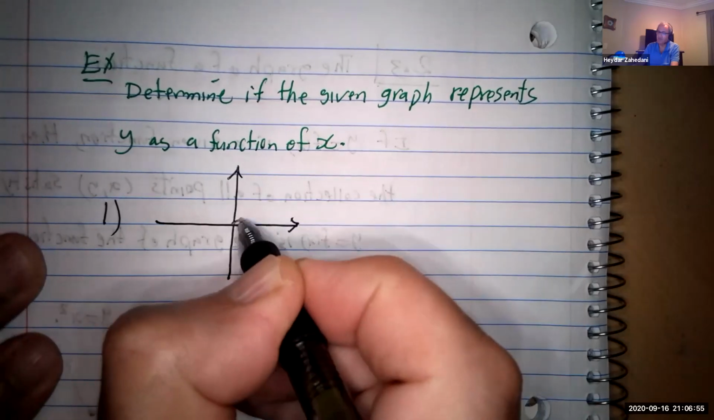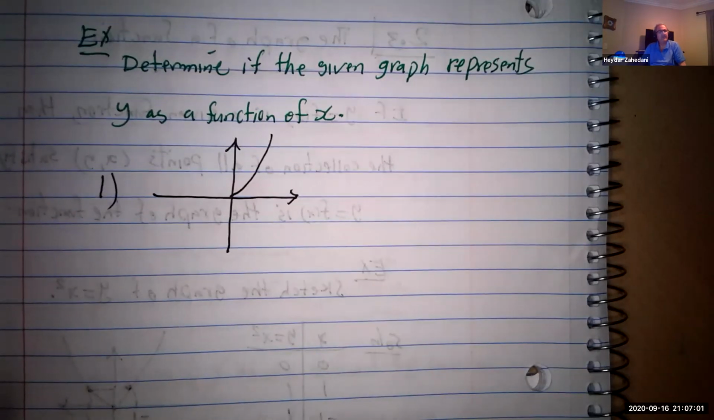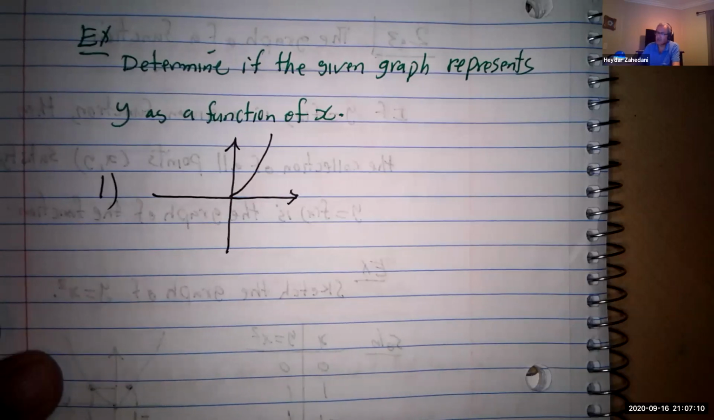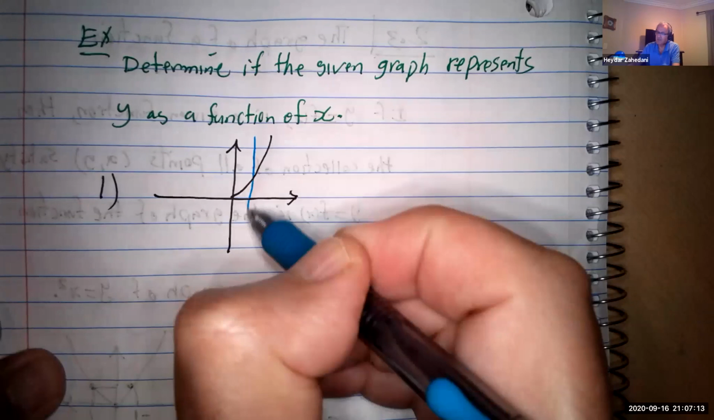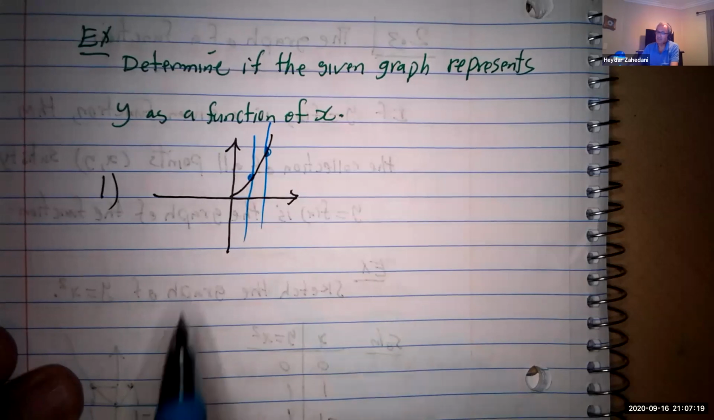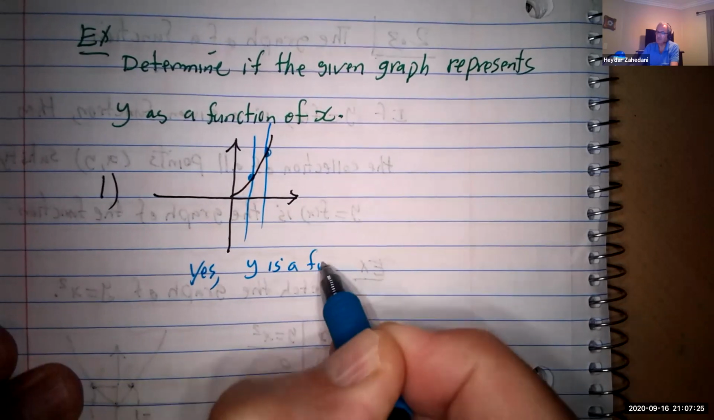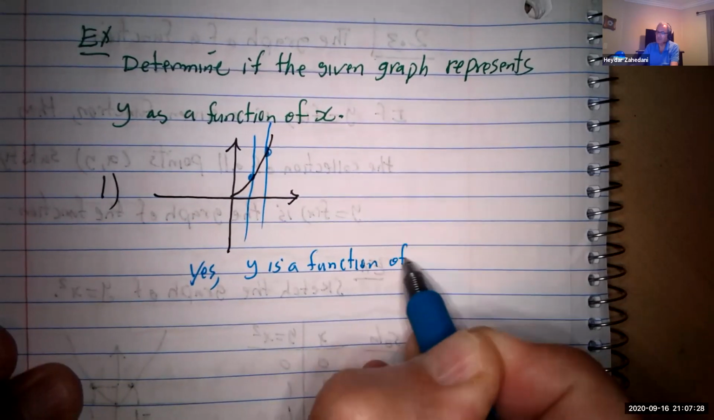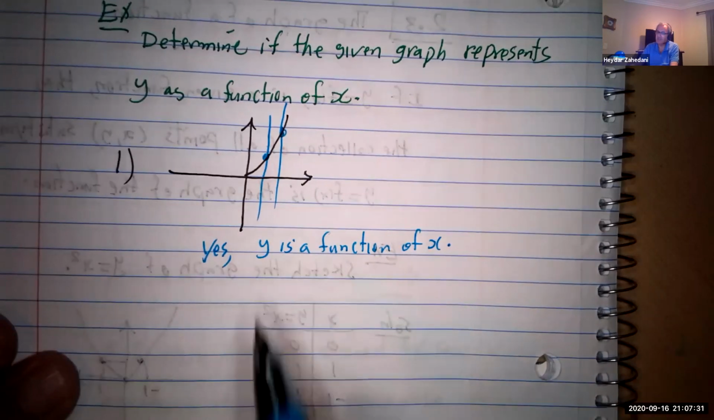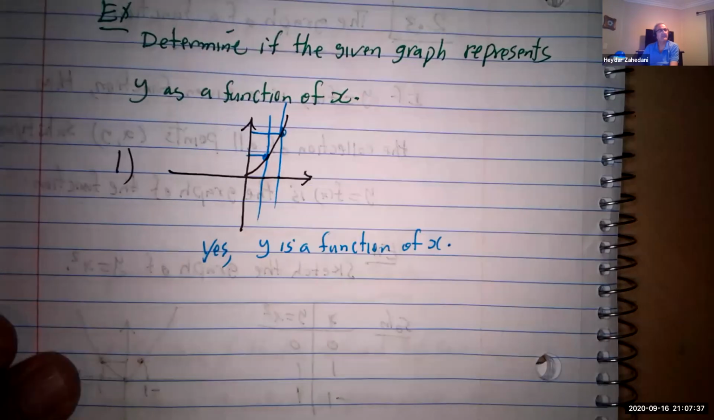See this graph. If you pick any vertical line, it will intersect the graph at one point only. Take any vertical line you like. The intersection is just one point. So the answer is yes, y is a function of x. Because for each x, you see one y. One x, one y. So no sharing.